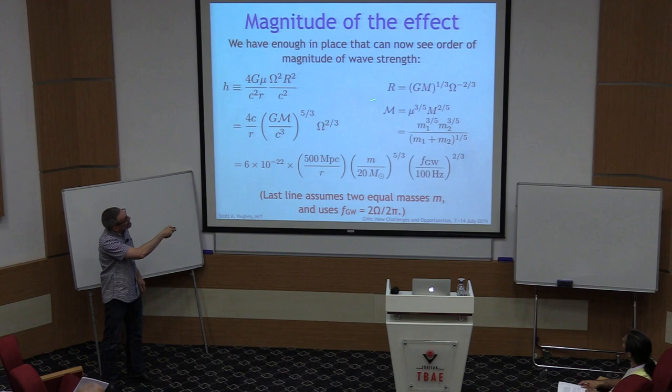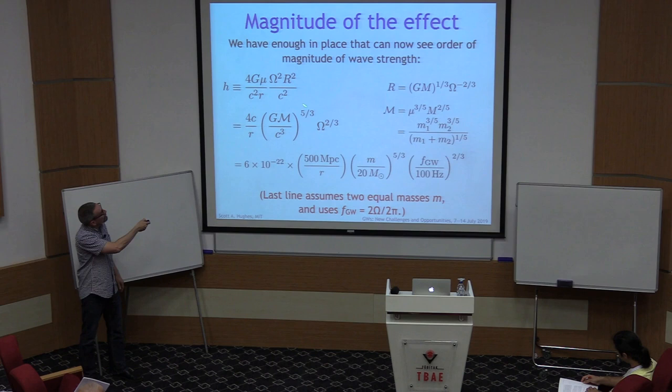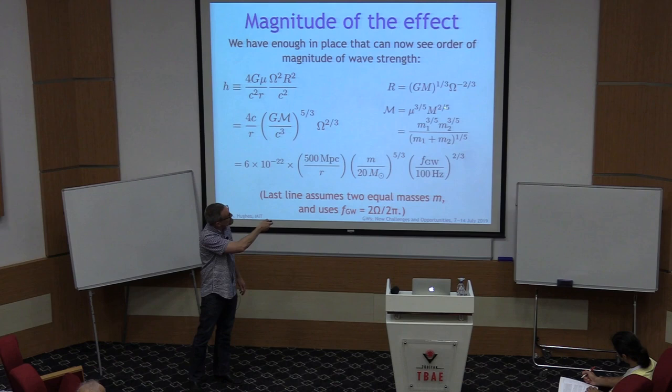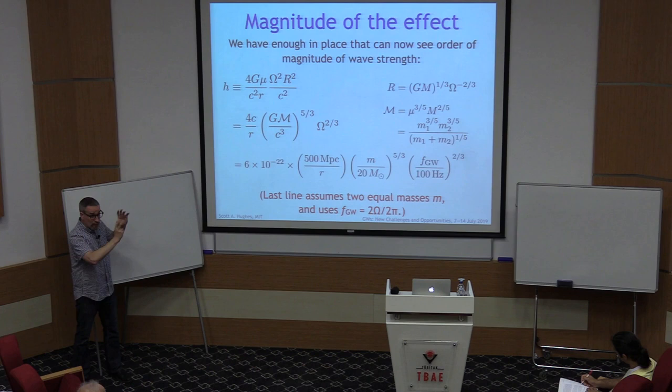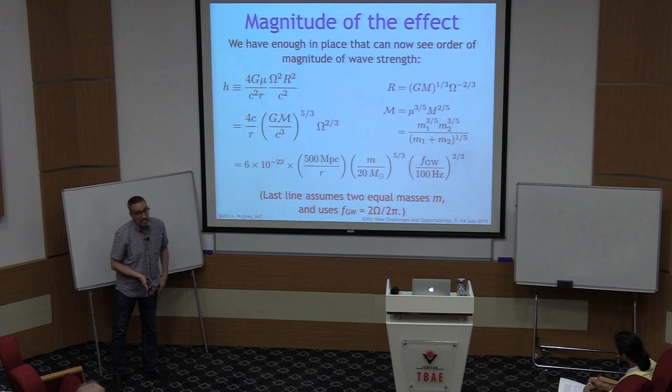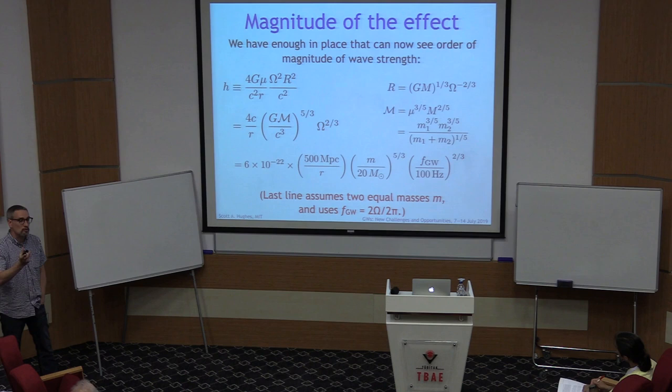This whole thing can be rewritten in terms of a particular combination of the masses of the binary. If I take reduced mass to the 3/5, total mass to the 2/5, this formula for the strain arising from this binary only involves this particular combination of the masses of the individual members of the binary. This combination, the script M here, is known as the chirp mass. In a few slides, I'm going to show that this controls the rate at which the frequency changes. It's the mass that determines how quickly the binary chirps.